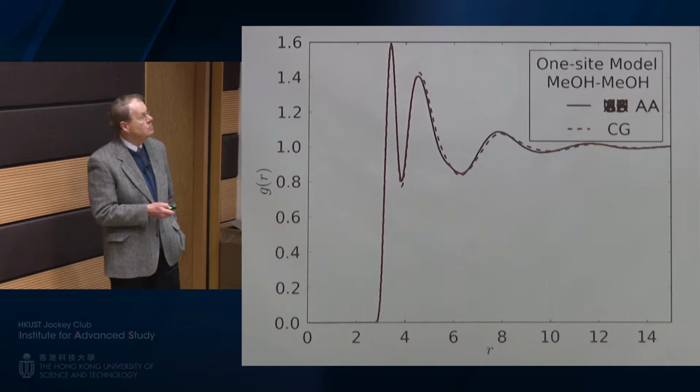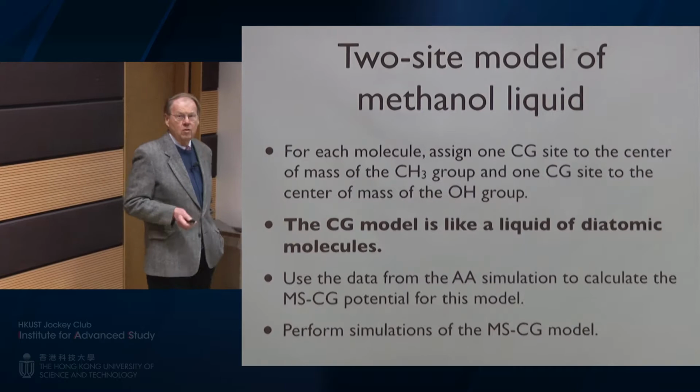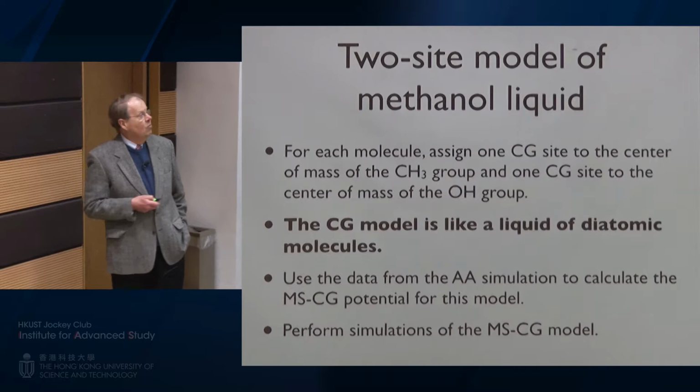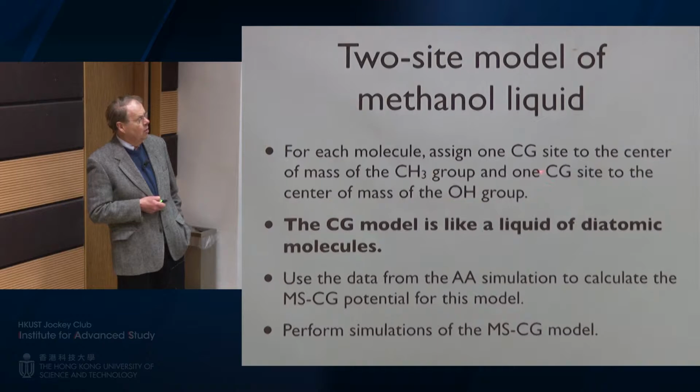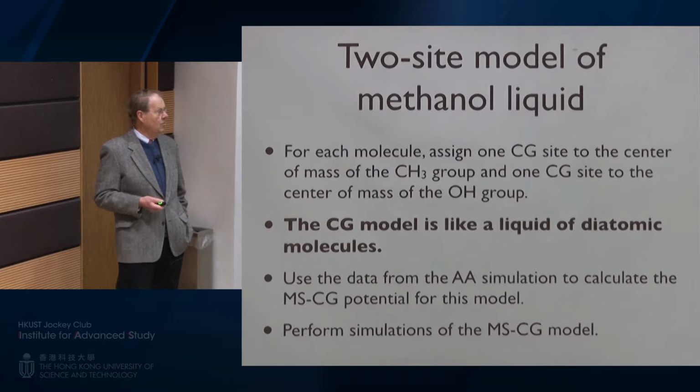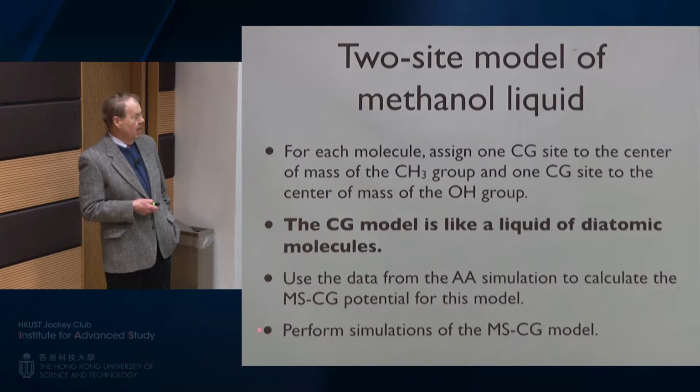Okay, now, when you're doing coarse graining like this, you have a lot of freedom as to how you define the sites. We could have a two-site model of methanol. Imagine we assign a site to the center of mass of the methyl group and one to the center of mass of the hydroxyl group. Now, the CG model is like a liquid of diatomic molecules, and all we have to do is simulate that. Well, to do that, we need to get the potential in the usual way, and then we perform the simulations on the MSCG model.